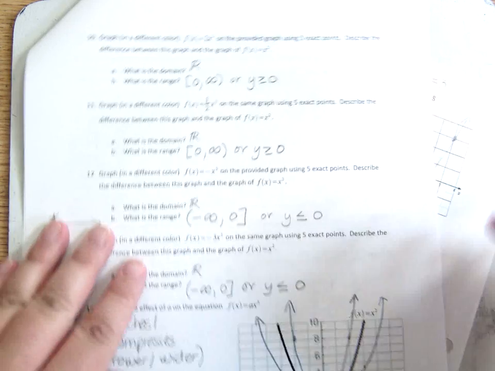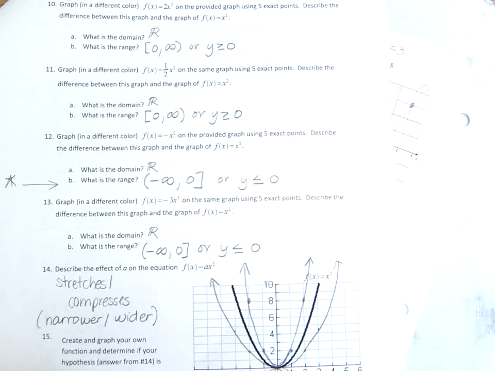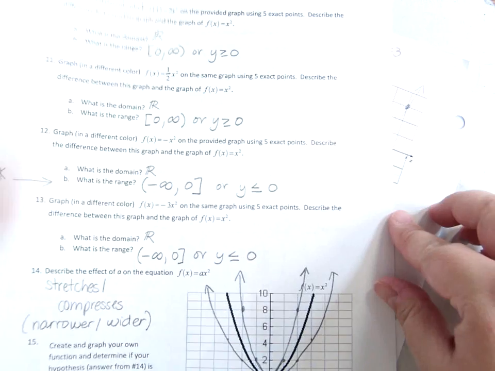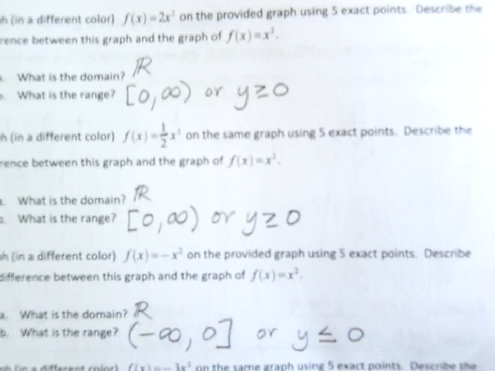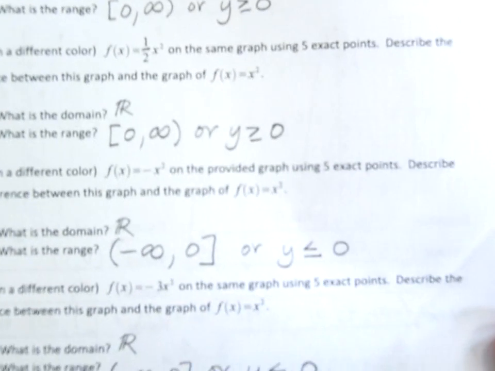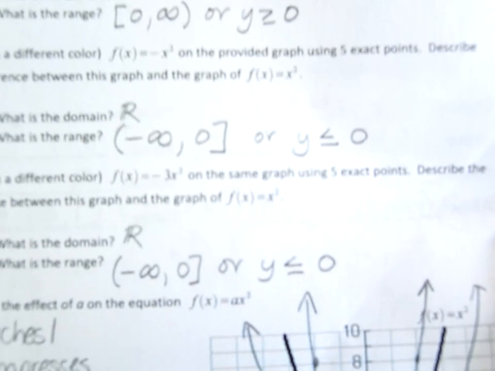On all of these, I'm not doing the create-and-graph-your-own because everybody's would be different. All right, number 10. I think you could probably see these. I wrote these a little bit darker. So number 10, here's your answer to 10. 11, 12. Feel free to pause anytime.